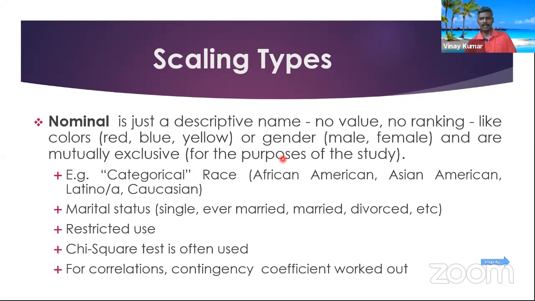He can even assign numbers, colors, or letters also. So we can see some examples here. It has got very restricted use as it only helps to identify the subject. Further statistical analysis cannot be done. And we can see also some of the statistical techniques that we can use for the nominal data.